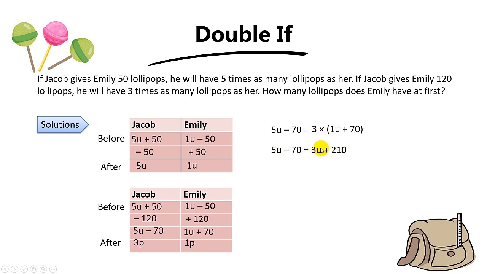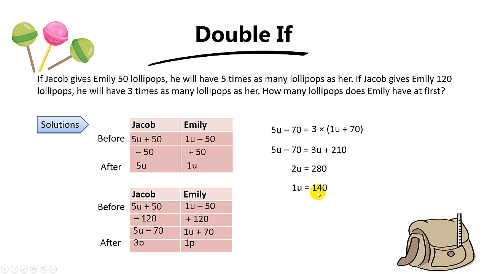3 times 1 unit, 3 unit. 3 times 70 is 210. Then you bring the 3 unit over. 5u minus 3u, you get 2 unit. When you bring a negative 70 over, you get a plus. So 210 plus 70, you get 280. So 1 unit will be 280 divided by 2, which is 140.